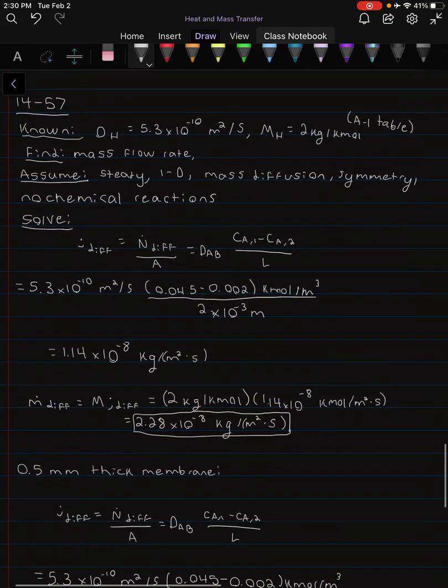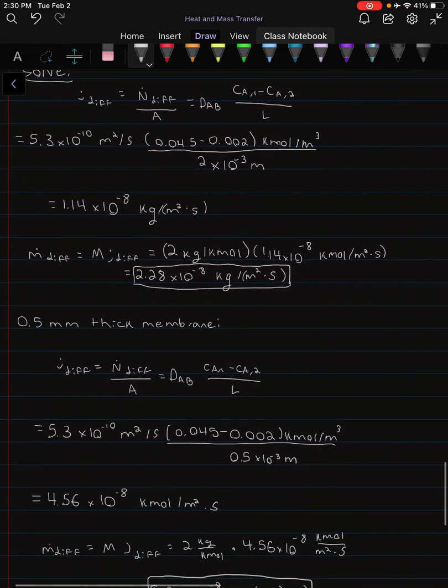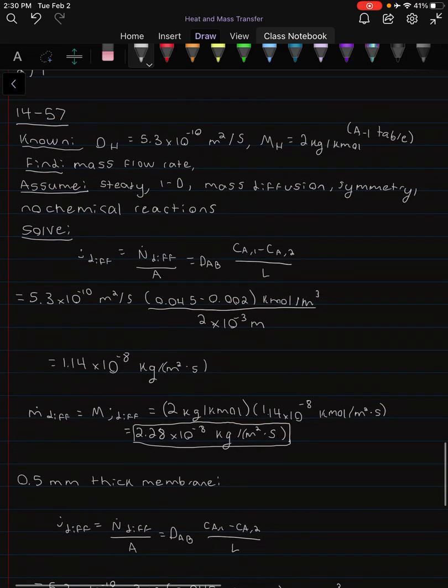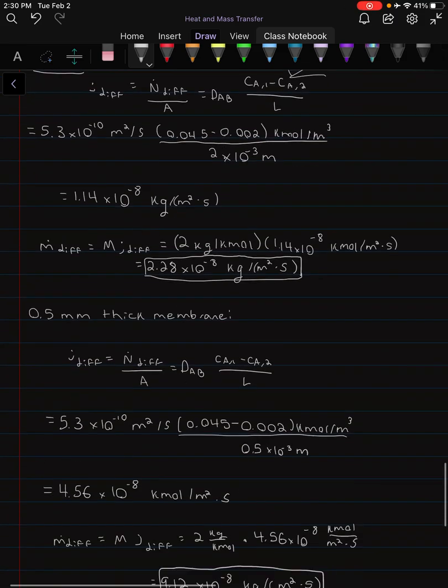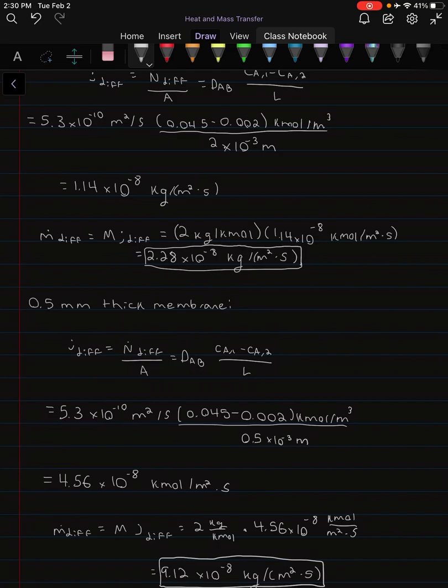For 14-57, you know that you have diameters. There is a mass flow rate, and you want to find the total mass flow rate for the given one. So we can assume steady state, one-dimensional, no mass diffusion. So we can solve: you take your diffusion rate, which is your moles of diffusion over area. Then you can take your differences in concentration, which is given. So you get 1.14 times 10 to the negative 8 kilograms per meter squared seconds.